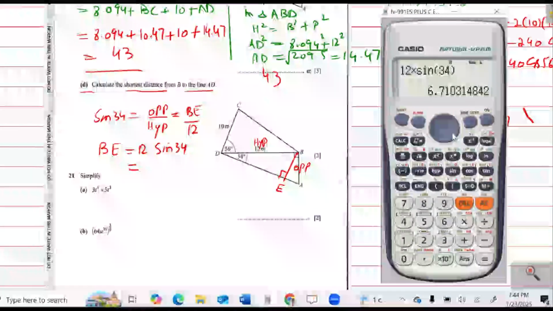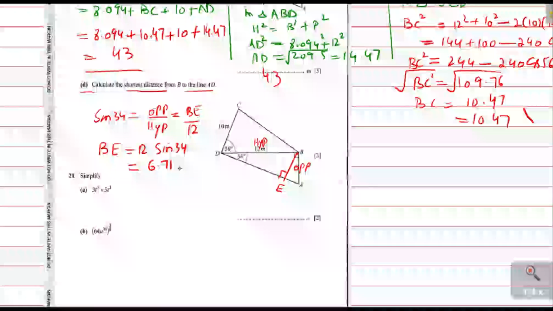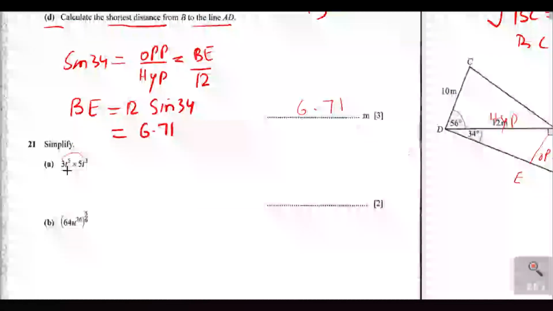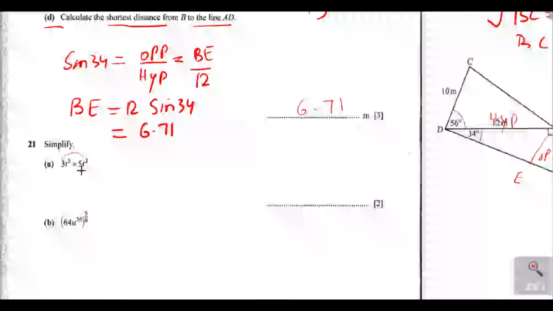This is 6.71. We write 6.71 is the answer. And the answer of part D is 6.71. Next, question number 21. Part A, simplify 3t^5 into 5t^3.